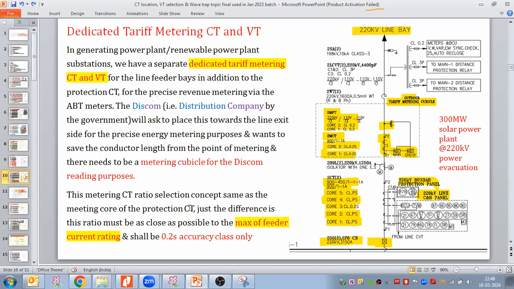This metering CT ratio selection concept is the same as the metering core of the protection CT. Just the difference is this ratio must be as close as possible to the maximum of feeder current rating, and must be 0.2 S class accuracy. Now you can see here, this is a 300 megawatt solar power plant, power evacuating at the 220 kV level. So you can see what is the CT current ratio.